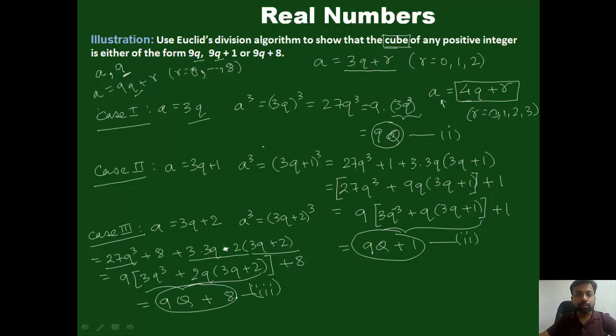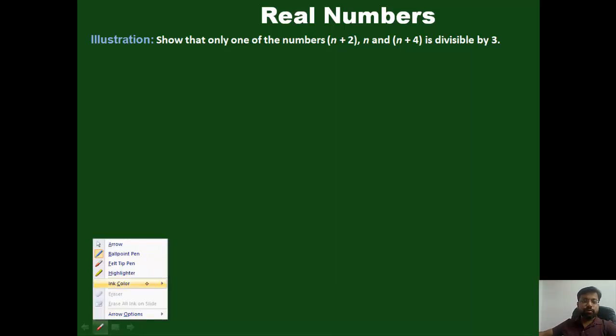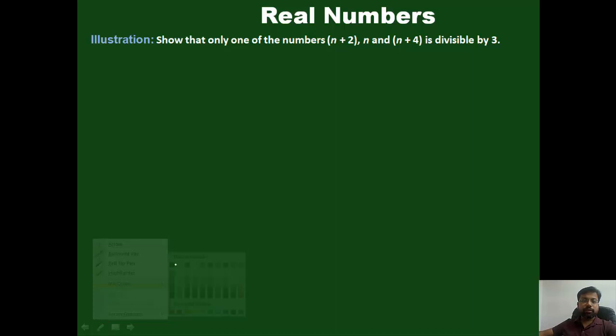This is what we have to prove. We have to show that only one of the numbers n, n plus 2 and n plus 4 is divisible by 3. Now what does that mean? It says that for any number n that you take, the number n, n plus 2, or n plus 4, out of these three numbers only one will be divisible by 3.